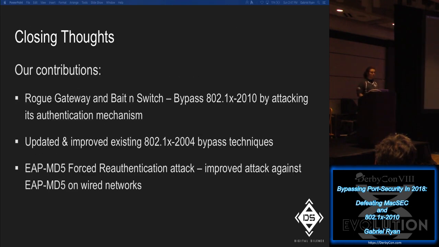So just some closing thoughts. The main contributions that we're talking about today: we have the rogue gateway, which can be used to bypass 802.1X-2010 by attacking its authentication mechanism. Very specifically, weak forms of EAP. If you use strong forms of EAP, this won't work, at least in its current form. There are other options, though, that were released in the past couple of months or so, namely the EAP relay attack that Dom White and Cable Thief did.